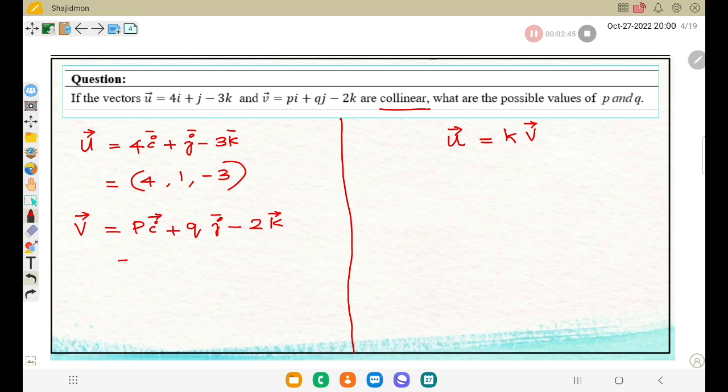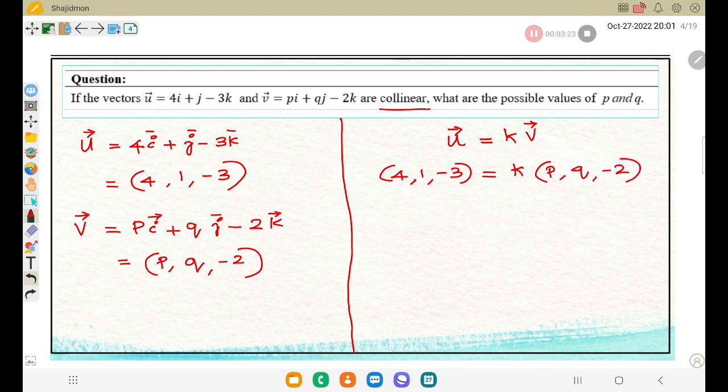So you can see the numbers in component form are p, q and minus 2. These two are the vectors in component form. Now from this component form we need to show these two vectors are collinear. So what is the condition? One vector equals a scalar multiple of the second vector. So we can write vector u, which is (4, 1, minus 3), equal to a number k multiplied by the second vector, which is (p, q, minus 2).